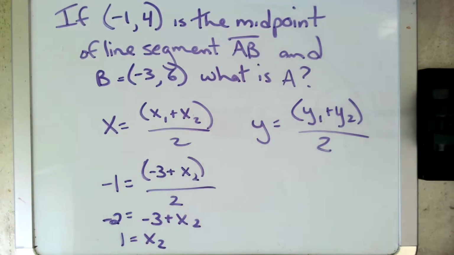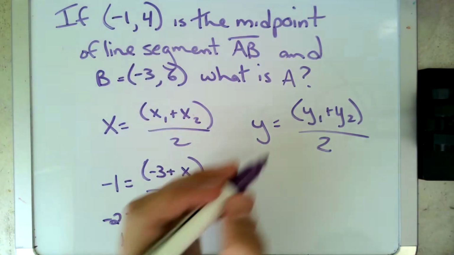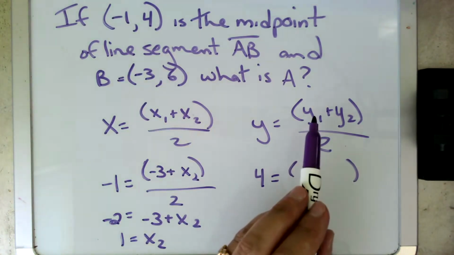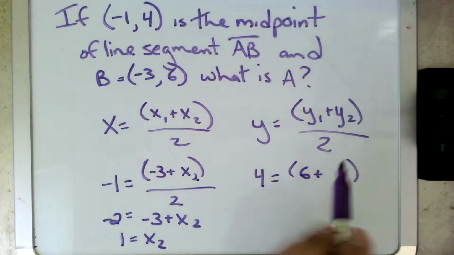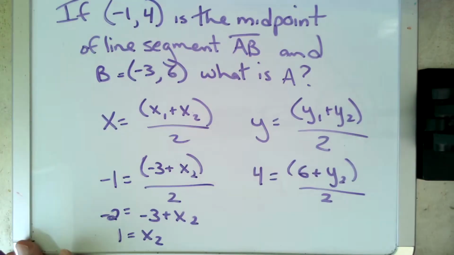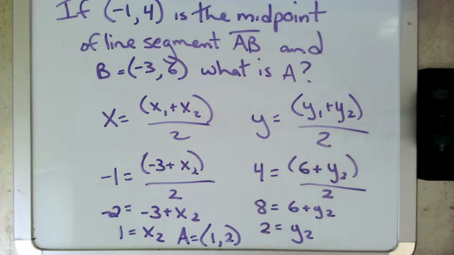Now I'll do the same thing for my y's. y, okay, that's the midpoint. So that's my 4 equals, okay, well, my y coordinate of my point B is 6, plus the thing I still don't know. And now I solve. Multiply both sides by 2, subtract 6 from both sides, and so my point A is 1, 2.